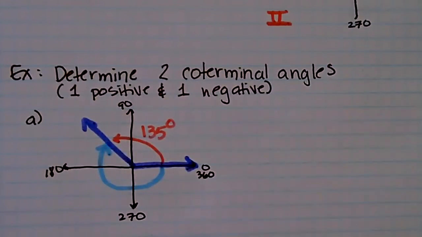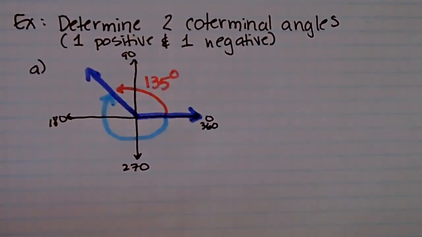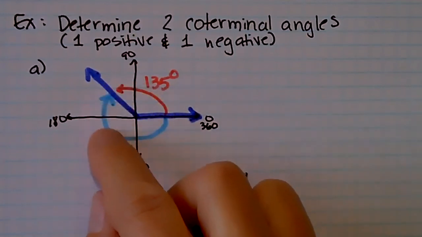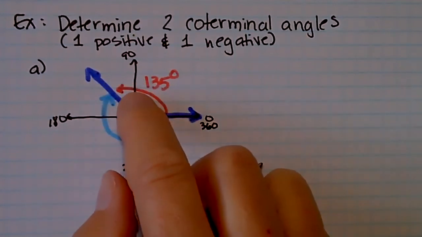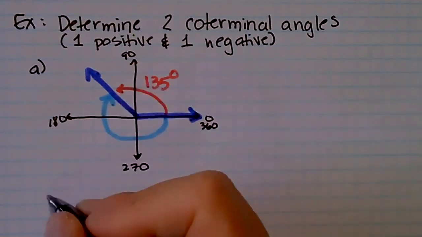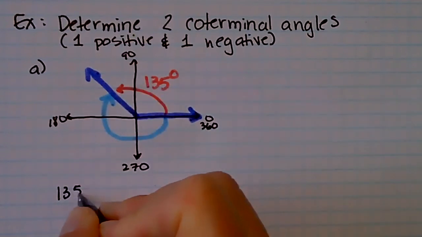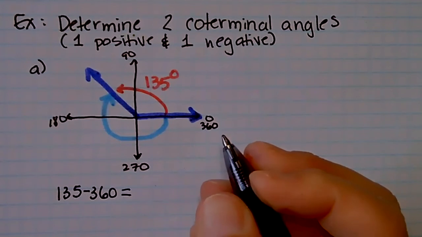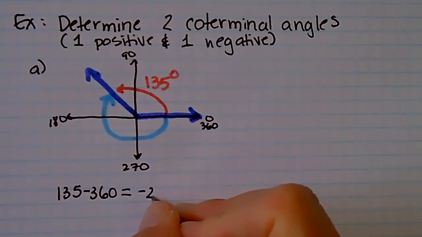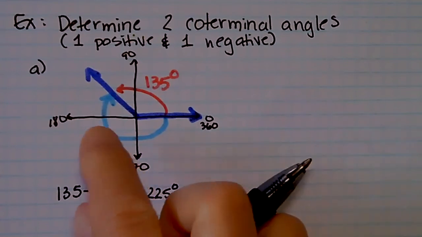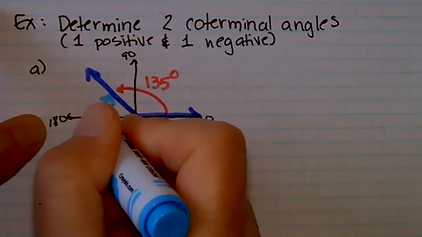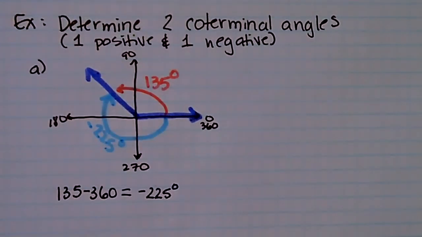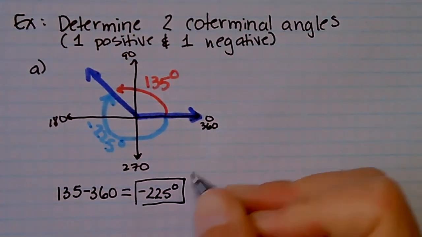So what I'm basically going to be doing is for this one in blue, I want the rest of this angle. This is 360, okay? And I went 135 of that. So for my negative one, I'm going to take my 135 and I'm going to subtract 360 from this. And when I take 135 minus 360, I get a negative 225 degrees. So this one here is going to be a negative 225 degrees. That's what that one is. So this is going to be one coterminal angle.